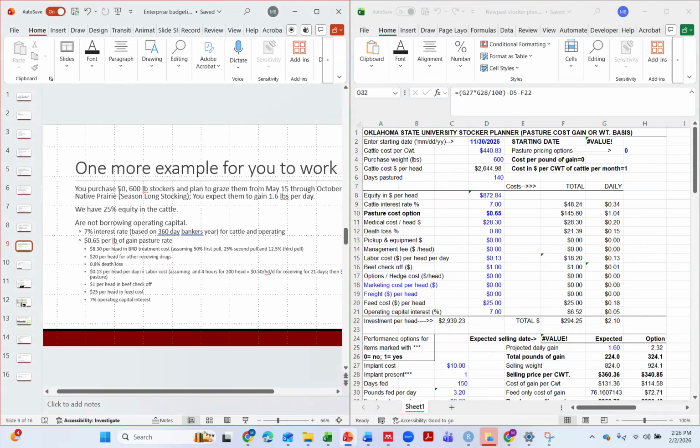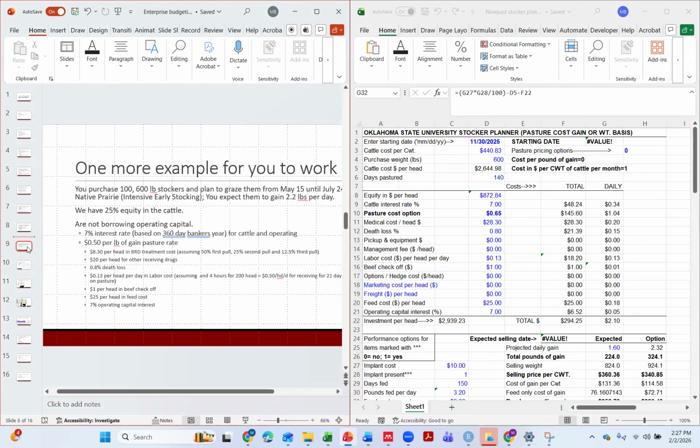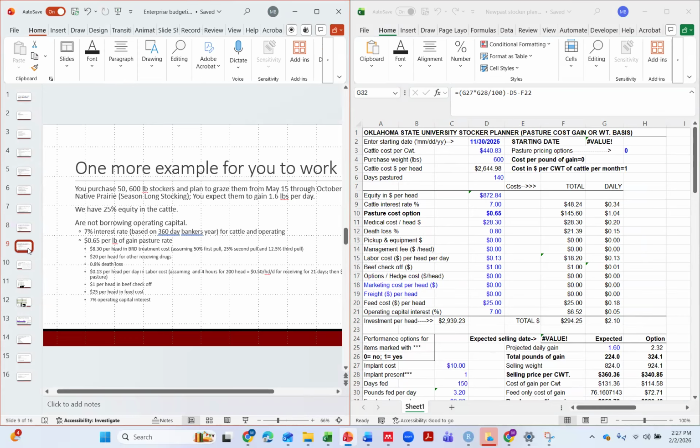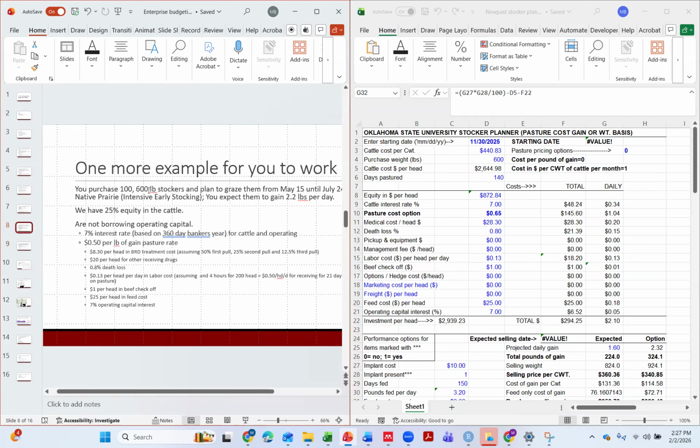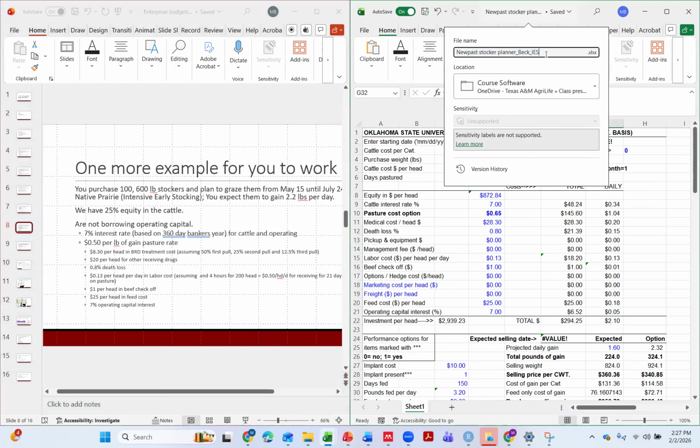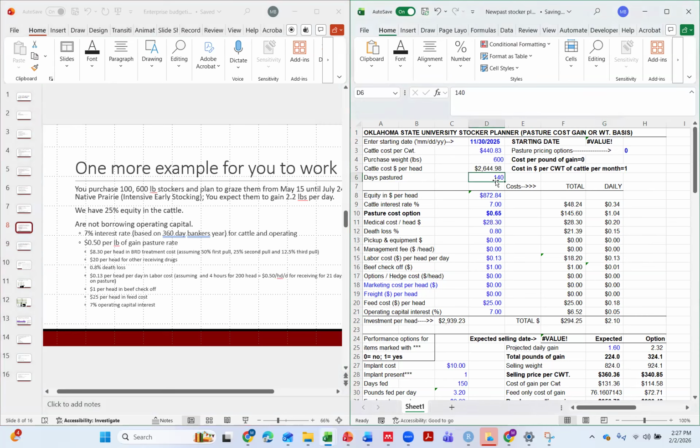So this is a season-long stocking scenario. Here we have slide 10. Okay, so I did this one, slide 9. So I'm going to have you guys try to do this intensive early stocking scenario. So I should change this to season-long stocking.